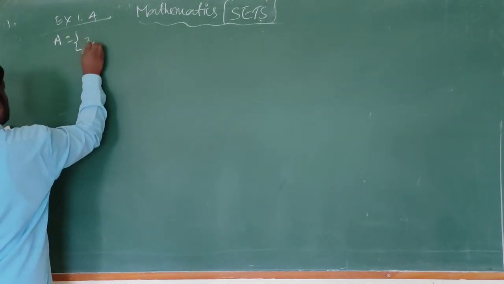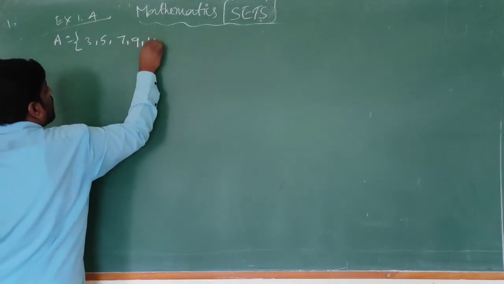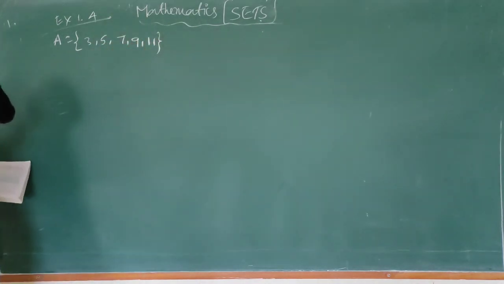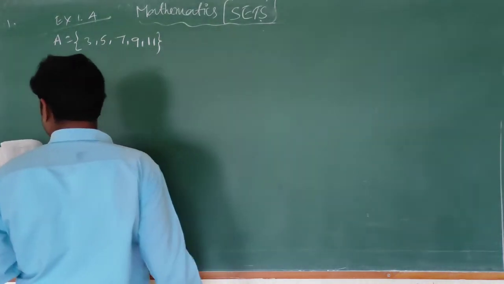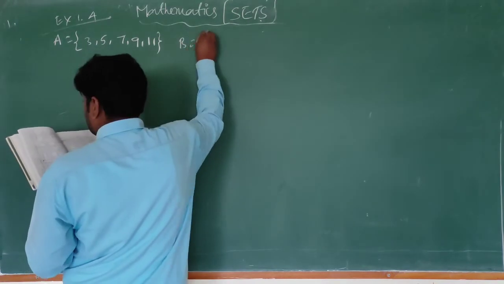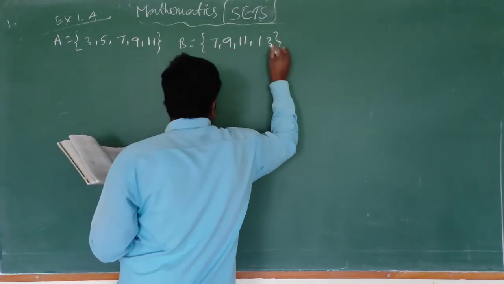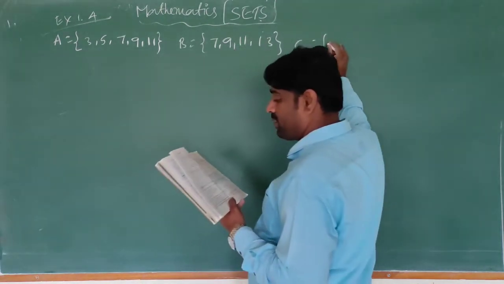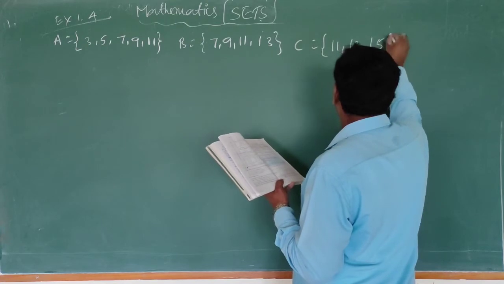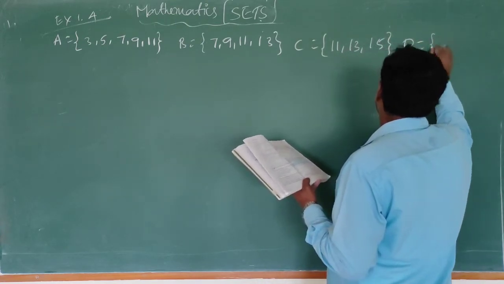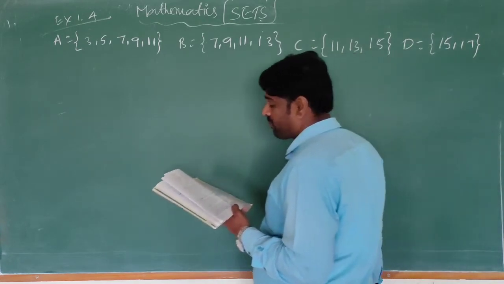A is equal to 3, 5, 7, 9, 11. B is equal to 7, 9, 11, 13. C is equal to 11, 13, 15. D is equal to 15, 17.